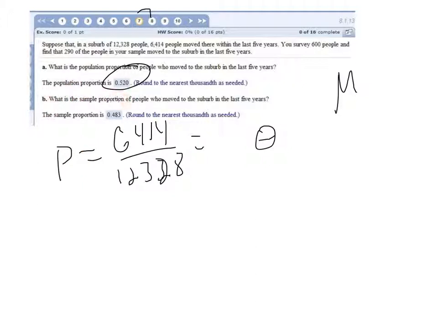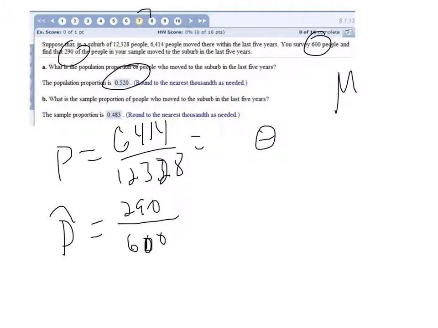I get the sample proportion. Well, the sample proportion, denoted with p hat, and we had a sample of 600. And out of those 600, 290 just moved here. Let me make that look like 600. And you divide those, and that's where they got the 0.483. It is less than the population proportion. Is it enough less to say something's going on here?